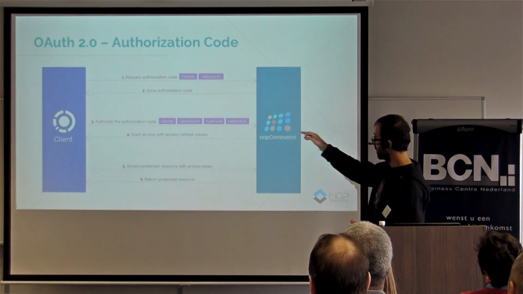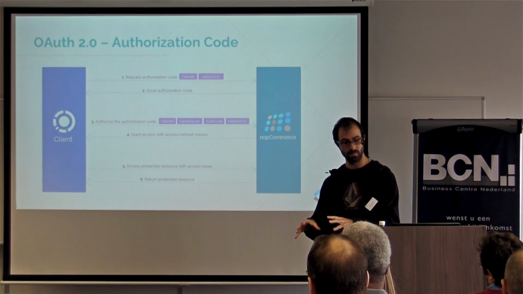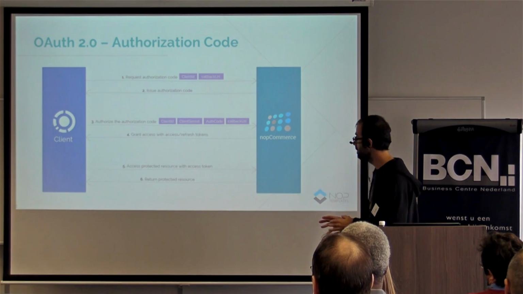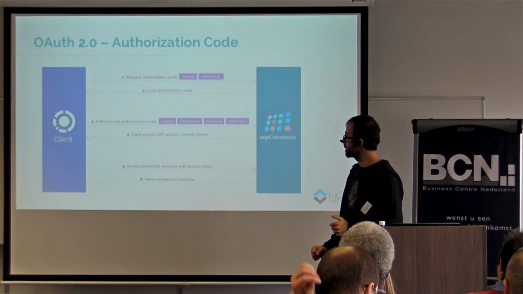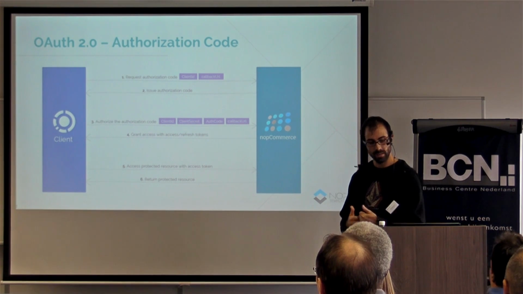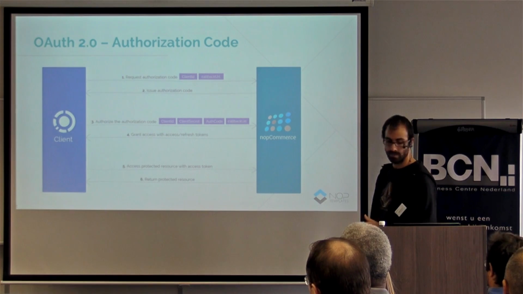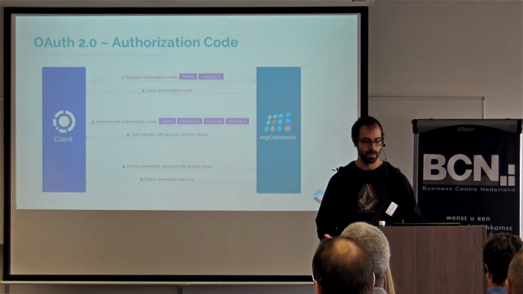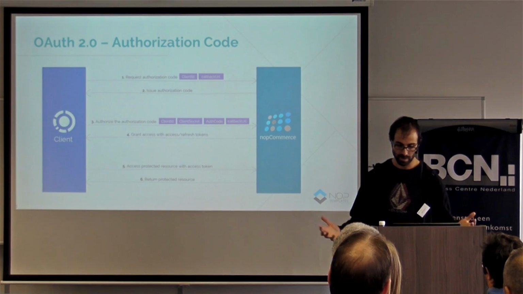The server then verifies these 4 parameters. There are various ways to verify the parameters, but I'm not going to go into this right now. And if everything is okay, the server returns an access token and a refresh token to the client. The client then can use the access token to access protected resources on the server. In this case, the protected resources are the nopCommerce orders, the customers, the products, everything.